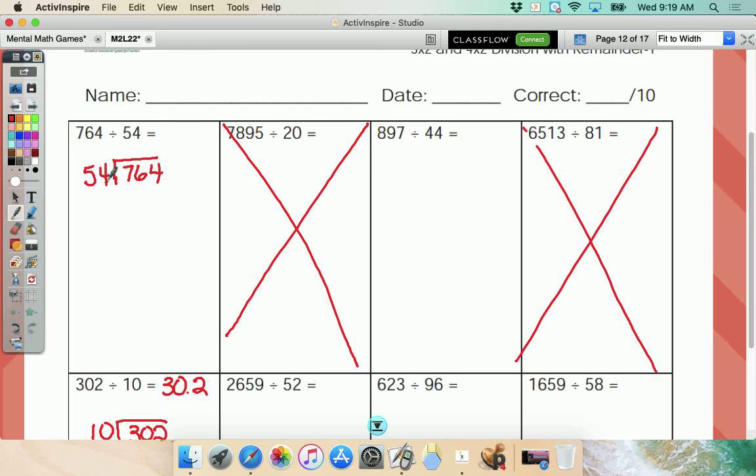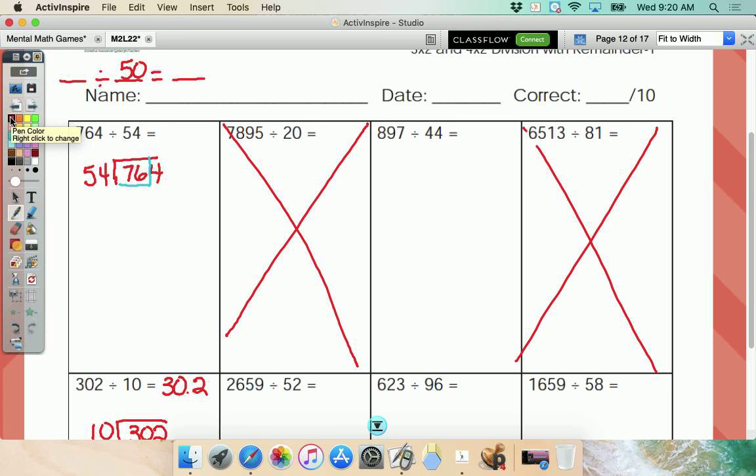Okay, I'm thinking I should round this. What do you guys think? What should I round it to? 50. So what will we skip count by? 5s. I forgot to check something. Anybody know what I forgot to check? Aiden. 54 can go into 76. Does it? Yes. Okay, so put your box around it.